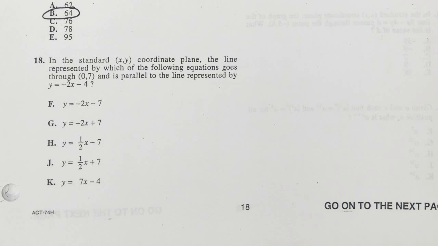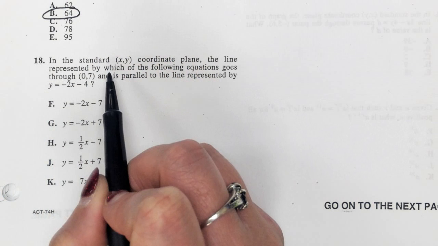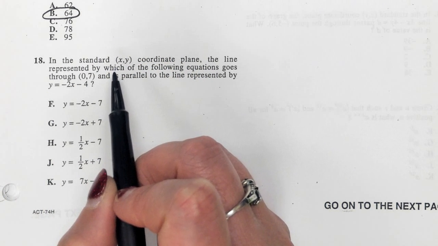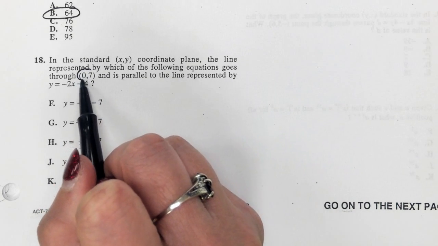What? How? Which? Okay, you see that word which right here? So we're going to start here. Again, it's only going to save us about a second, but that could be a whole minute that we save. All right, so which of the following equations goes through 0, 7?